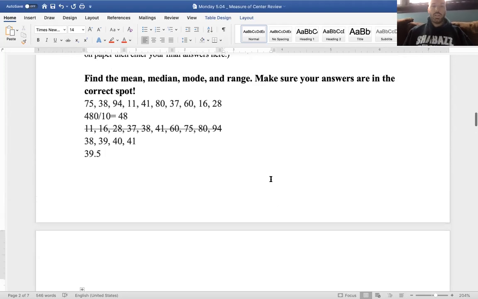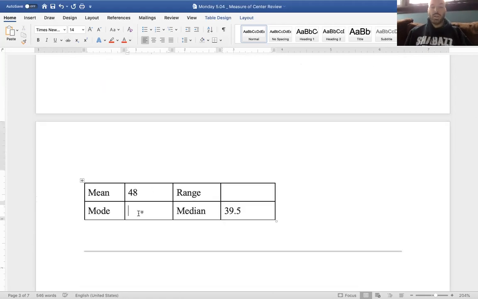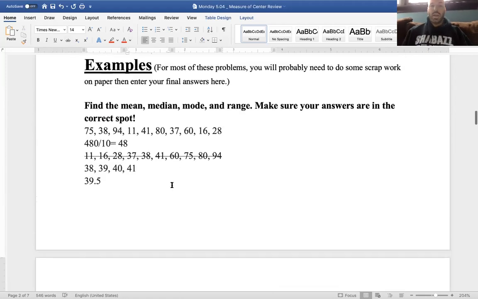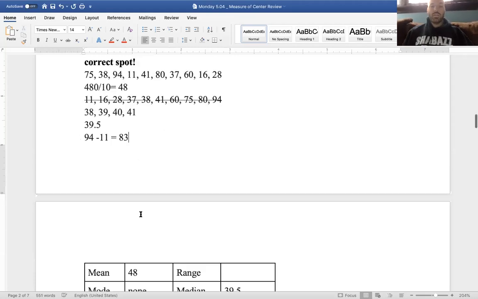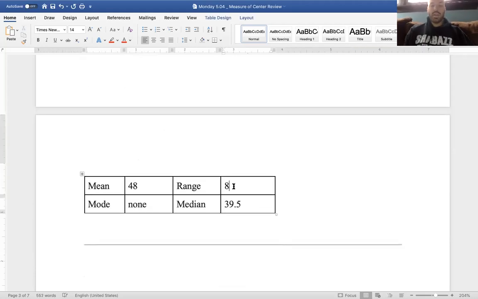Mode is the one that occurs the most. Since I already put them in order, I'm just going to look in order, and no number occurs more than once. So for my mode, I'm going to say that there is none. And then range, if I've already put them in order, I know my biggest number is on this end and my smallest number is on that end. So 94 minus 11 gives me a range of 83. So I'm going to put that in as my range of 83.